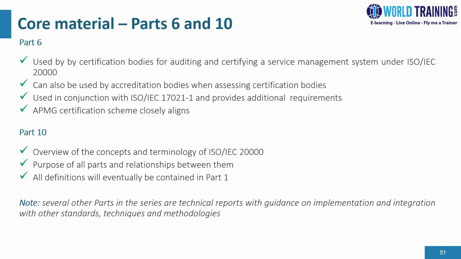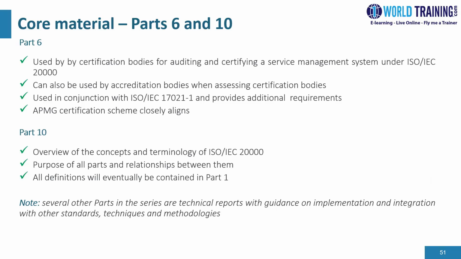Now, to wrap up our look at the document family, we have parts 6 and 10. Part 6 is for the auditors. It is interesting because it is not written for you, the service provider. It is written for the certification bodies. It tells them how they must conduct the audit and certification process. It ensures that whether you are audited by BSI or SGS, the rules of the game are the same.